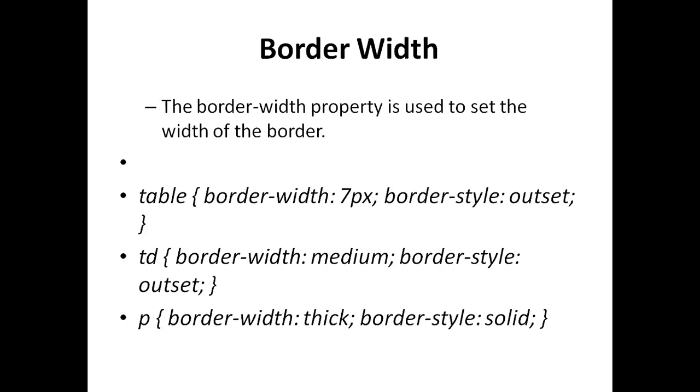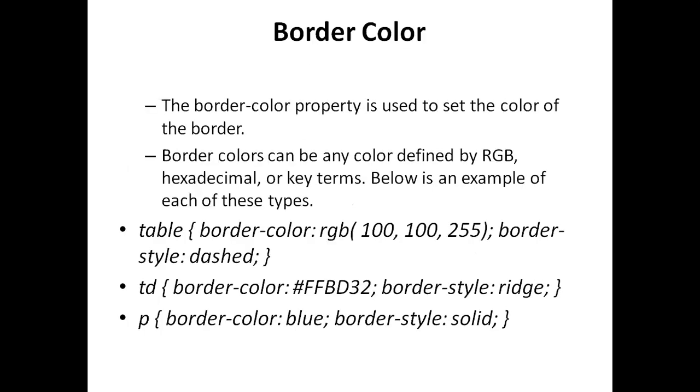In the second part, we can see another example where the border width is medium and the border style is given. And in the last example, we can see that the border width is thick. So we can mention whatever border width we want. There are keywords like thin, medium, thick, and so on. Otherwise, we can also mention the exact size of the border width. So that covers border size and border color.